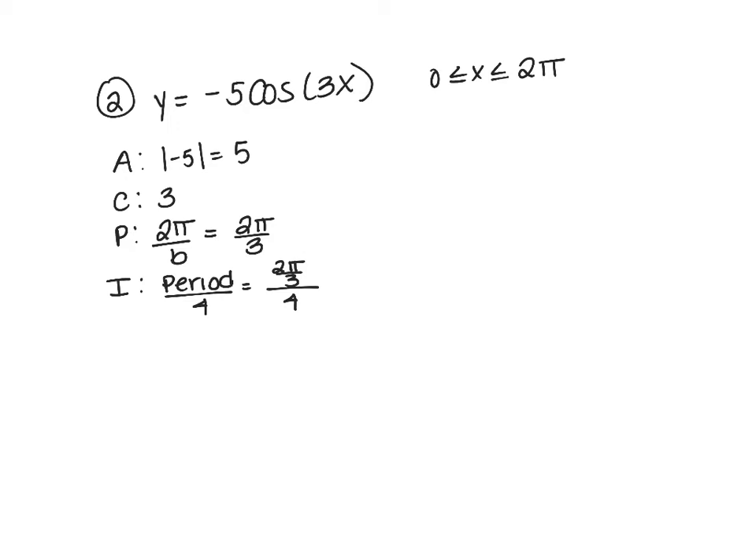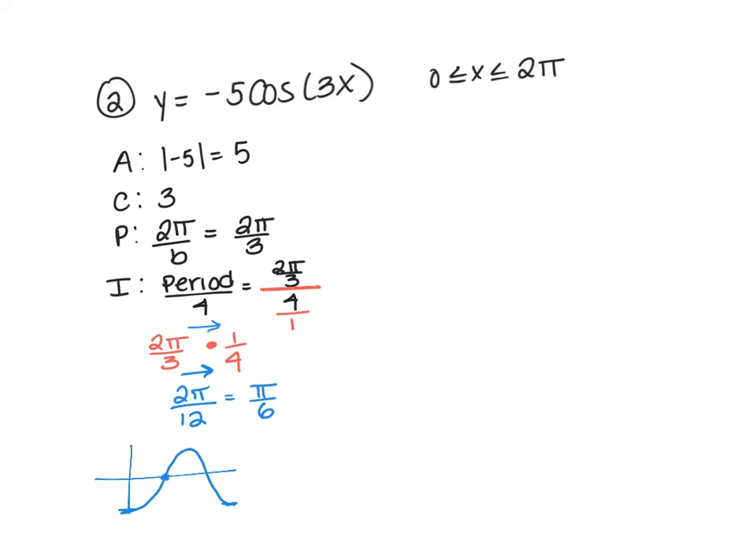So in this case, we need to remember to keep, change, flip. Keep the 2 pi over 3. Change the division to a multiplication and flip the 4 over 1 to 1/4. And then we multiply straight across. So we get 2 pi over 12, which reduces to pi over 6. So in this particular problem, we're counting by sixths. And it's a negative cosine graph, so we want to keep the negative cosine graph picture in our heads with these 5 important tick marks.